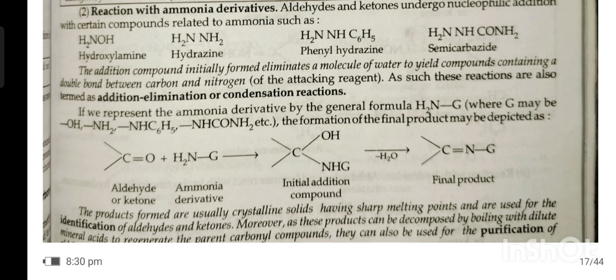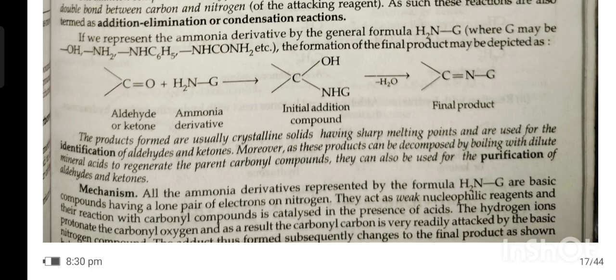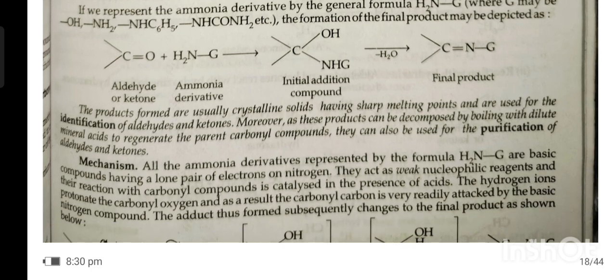If we represent the ammonia derivative by the general formula H2NG, where G may be OH, NH2, NHC6H5, NHCONH2, etc., the formation of the final product may be depicted as: aldehyde or ketone plus ammonia derivative gives an initial addition compound, and the final product is C double bond NG. The products formed are usually crystalline solids having sharp melting points and are used for identification of aldehydes and ketones. Moreover, these products can be decomposed by boiling with dilute mineral acid to regenerate the parent carbonyl compound. They can also be used for the purification of aldehydes and ketones.